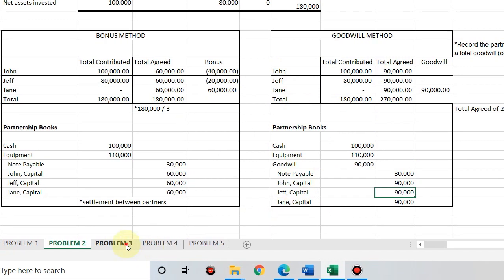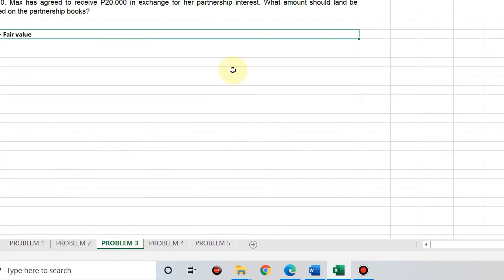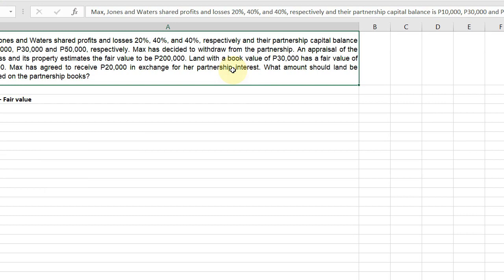We go to problem 3. This is already a word problem. So, Max, Johnson, and Water shared profits and losses at 20, 40, and 40% respectively, and their partnership capital balance is 10, 30, and 50 respectively. Kita nyo, magkaiba ang profit interest sa capital credits.